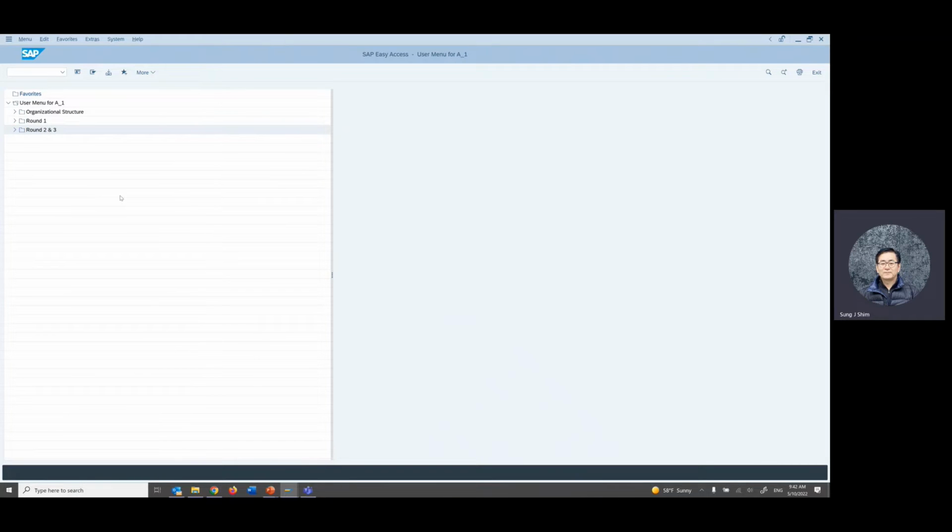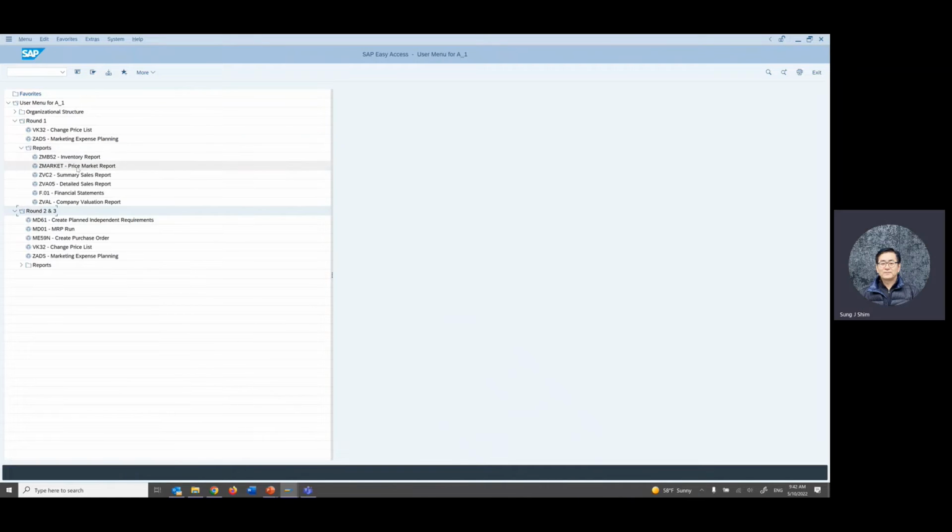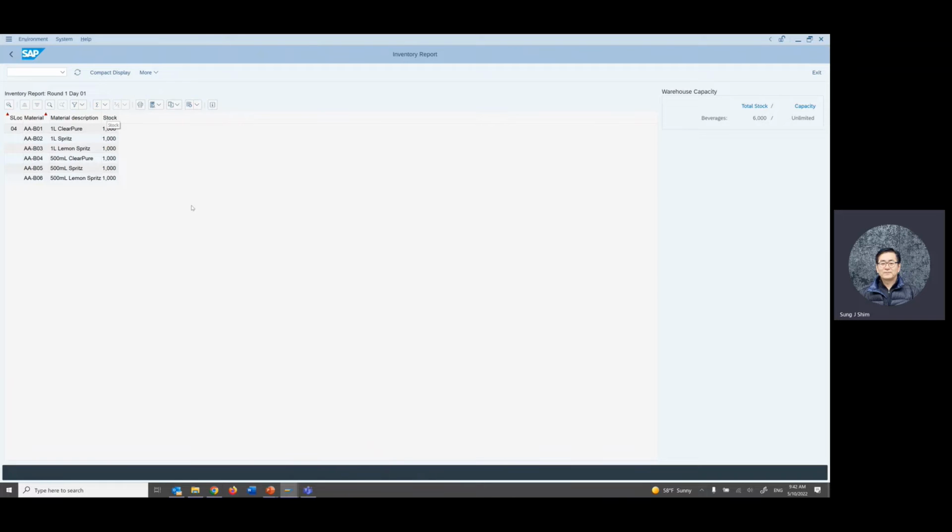Okay. So this is the ERP sim distribution game's initial screen. The students will do round 1, and then rounds 2 and 3. In round 1, they do 2 transactions. The first one is to change prices. The second one is to plan marketing expenses using all the information provided in these reports. For instance, if you look at the inventory report, it shows the initial inventory stock. Initially, each company is provided 1,000 units for each product. So altogether, there are 6,000 units.